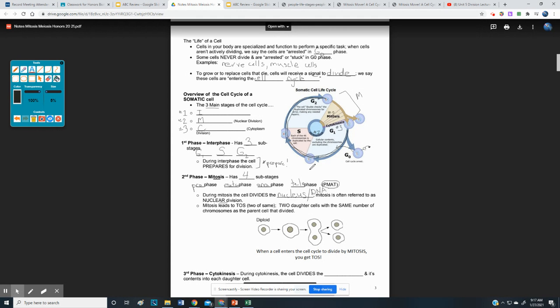Okay. Now, the biggest idea to understand, a big difference between mitosis and meiosis, is that at the end of mitosis, you get TOS. And notice mitosis has that in there, TOS. So I want you to write "2 of same." That's what TOS means, 2 of same.